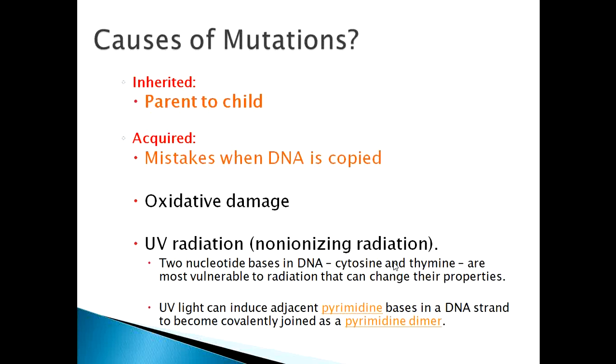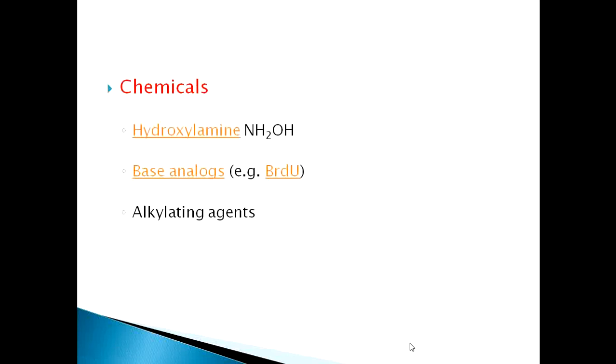Causes of mutation may be inherited from parents to child, or acquired, such as mistakes when DNA is copied. It may be due to oxidative damage. Cytosine and thymine are more vulnerable, while pyrimidine dimers are formed by ultraviolet light.